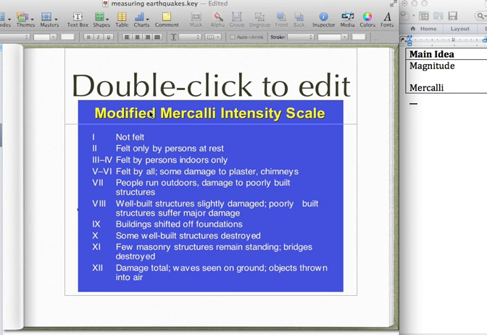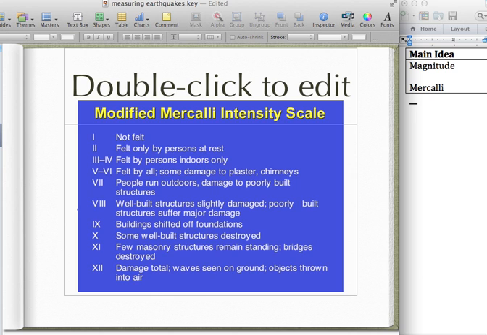And the Mercalli scale went from 1 to 12. You don't need to memorize any of these intensity levels, but just to give you an idea, it goes from not being felt at all to damage total, waves seen on the ground, objects being thrown into the air.